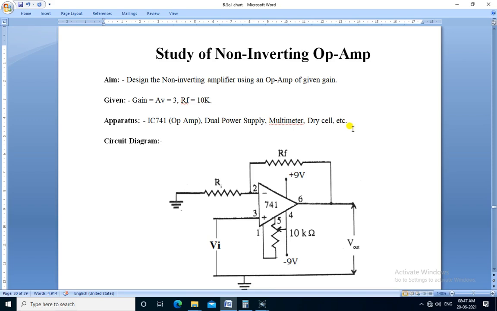Hello friends, we are going to perform the practical study of non-inverting op-amp. Aim: design the non-inverting amplifier using an op-amp of a given gain. The given gain is AV equal to 3 and RF, that is feedback resistance, is given as 10K.